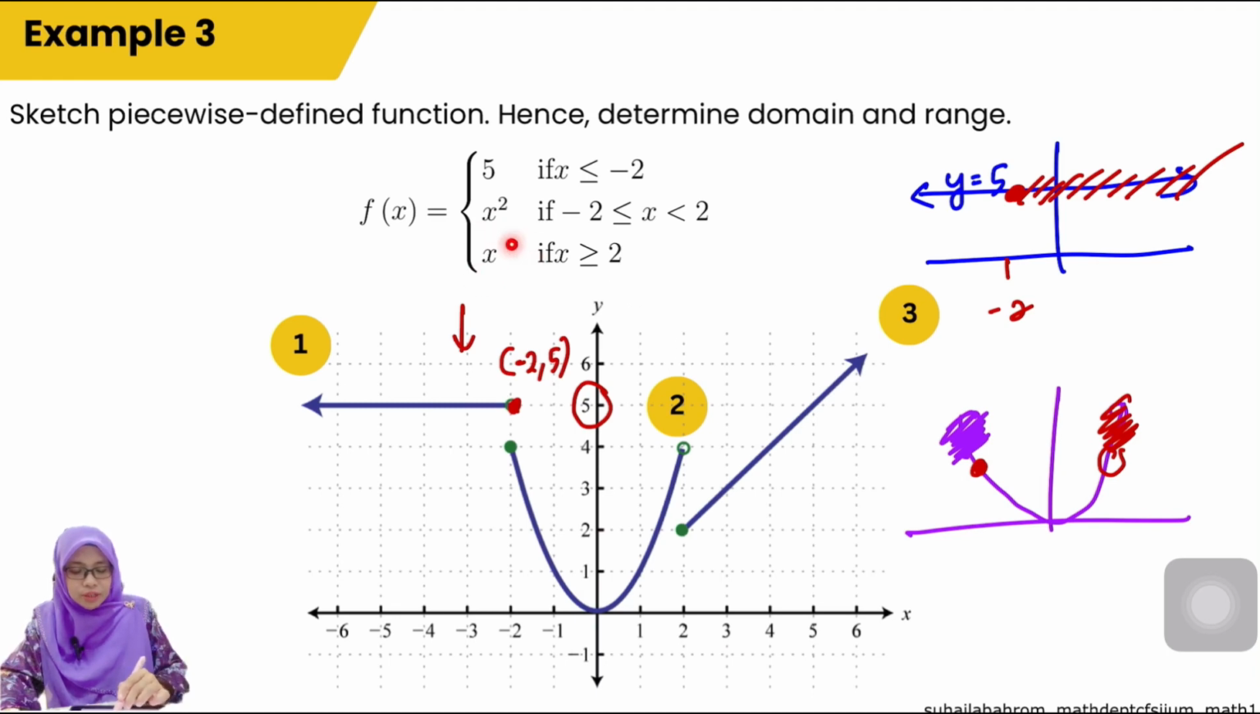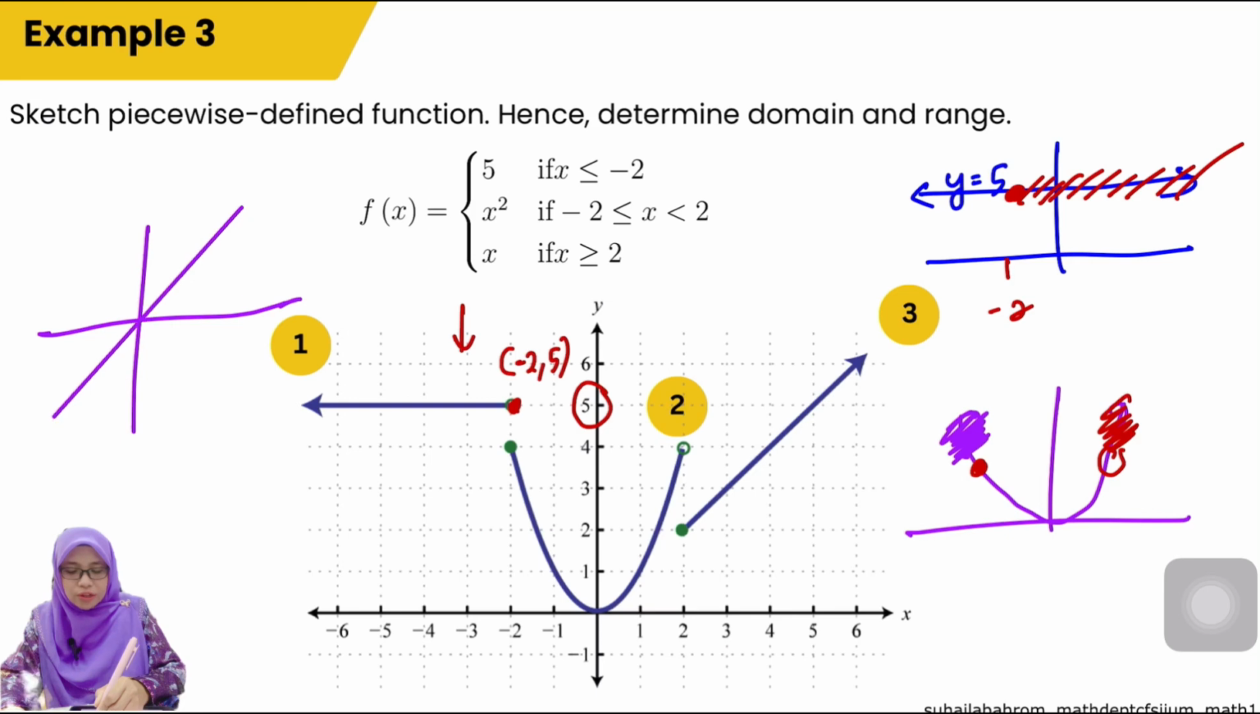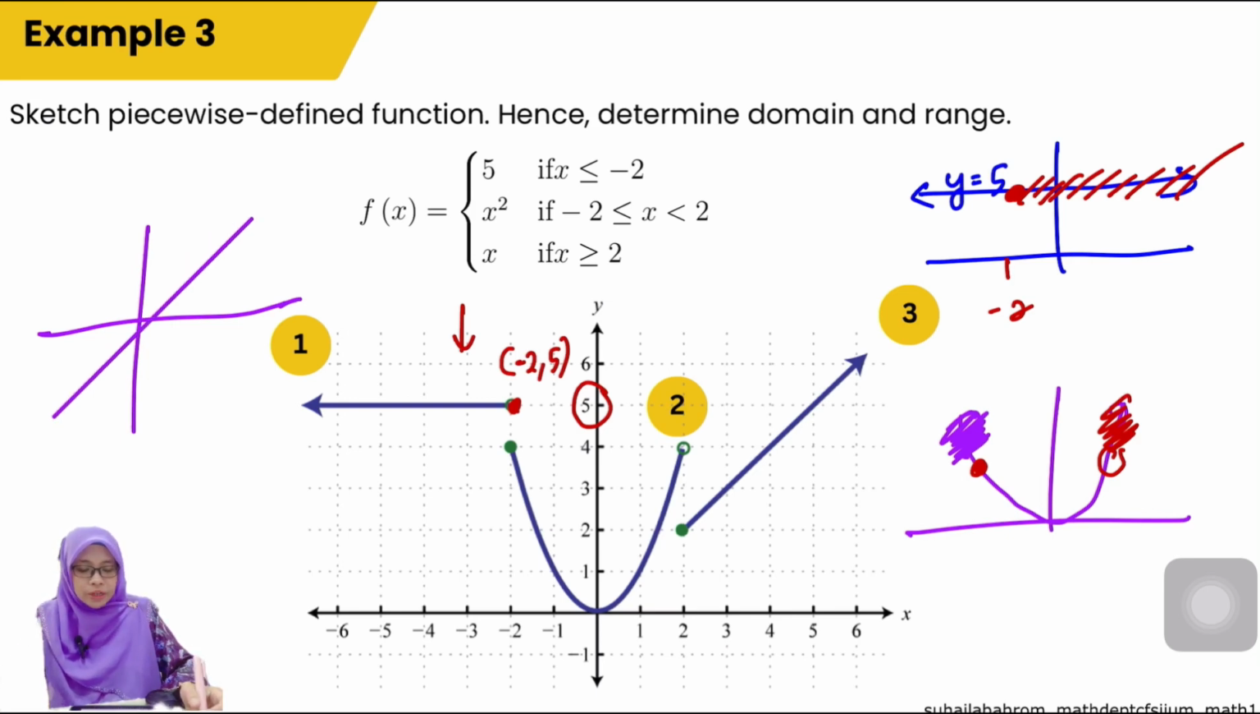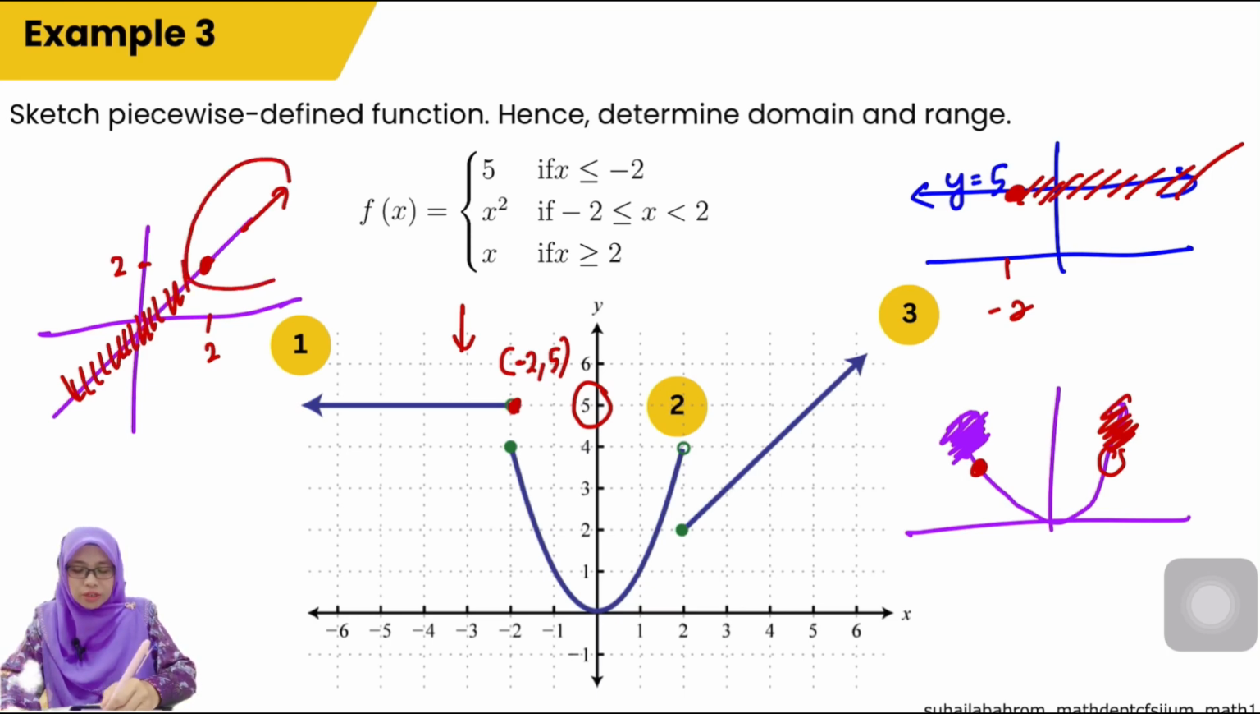And then the last equation refers to the identity graph. In general, the basic identity graph should be like this. Every x and y value should be equal. When we are interested in the graph for x greater than or equal to 2, we ignore the values less than 2. So we will have the graph starting from x equals 2. Definitely at x equals 2, y is also equal to 2. So this is how the graph looks.